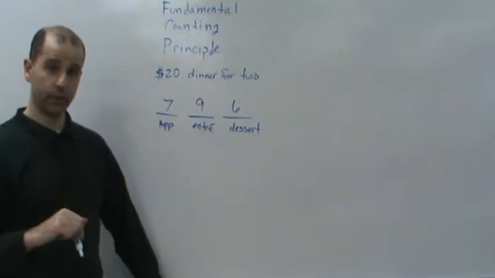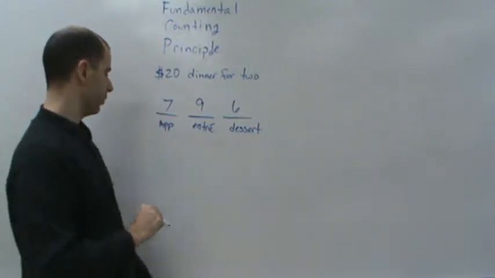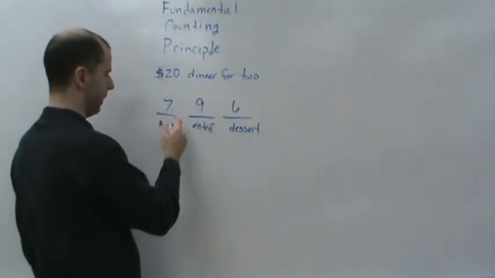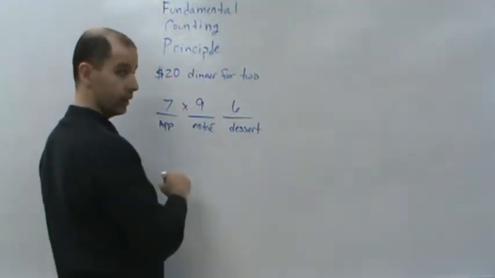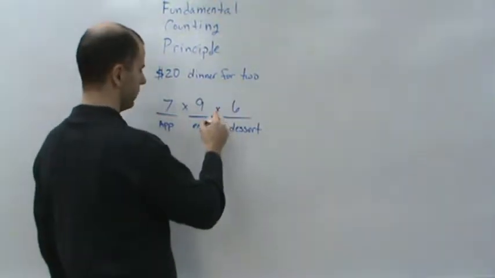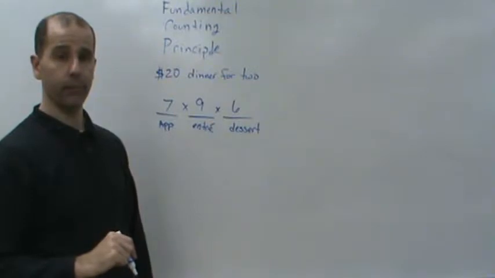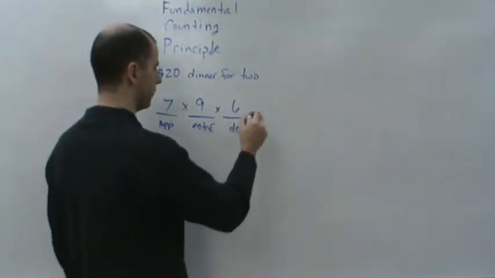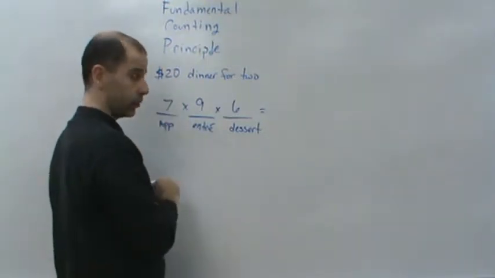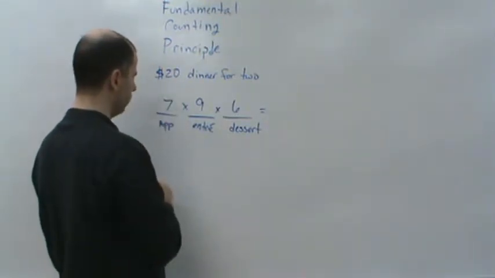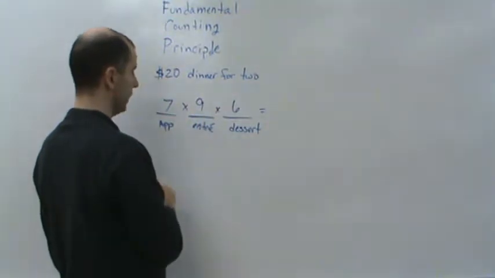Well, the fundamental counting principle says just multiply all the numbers together. So you take all the different ways of choosing an appetizer times all the different ways of choosing one entree times the number of ways of choosing one dessert. And so how many different meals are there that I can get for $20 for 2 people? Well, it's going to be 7 times 9 times 6. So what does that give you?